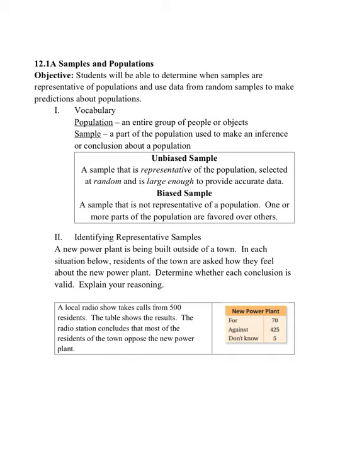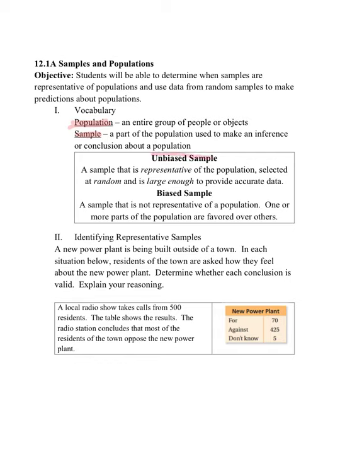Today's lesson is going to focus primarily on measures of center, but we are going to take a quick look at samples and population. A population is considered an entire group of people or objects. A sample, then, is a piece of that population that is used to make an inference or conclusion about a population. So the thing that we look at when we're looking at samples is, are these samples biased or are they unbiased?